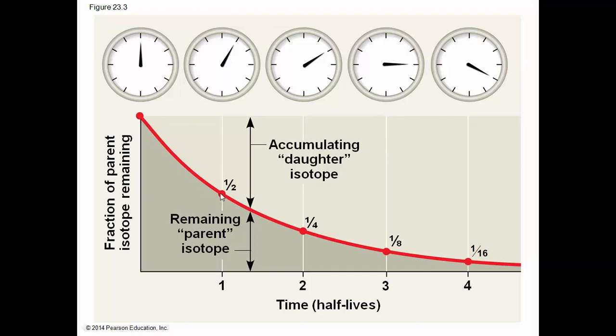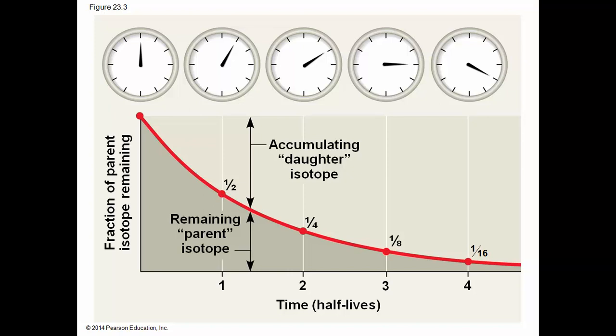When there's half of that remaining, that's one time level. This is actually not a great example, but carbon-14 decays relatively quickly. Its half-life is 5,730 years. So if half of the original carbon-14 that is found in the environment remains, then that organism is 5,730 years old.